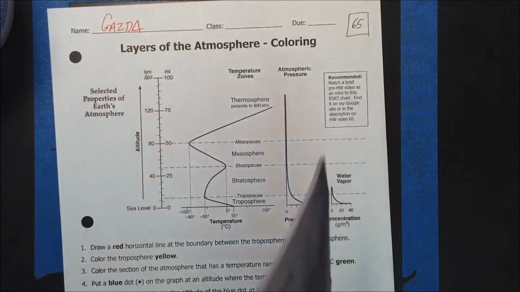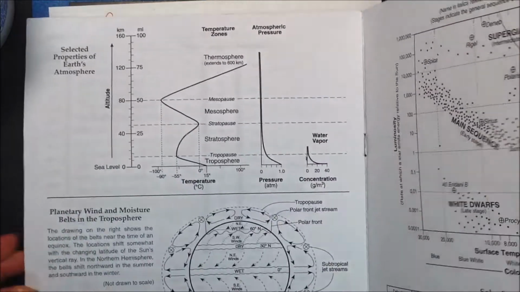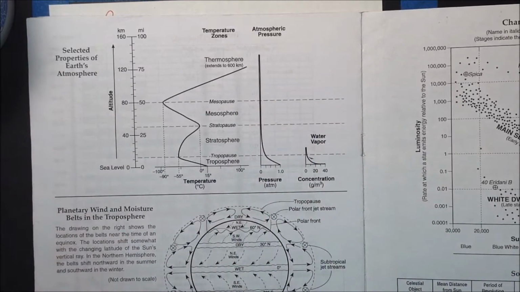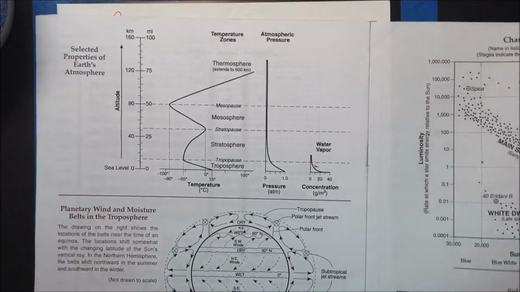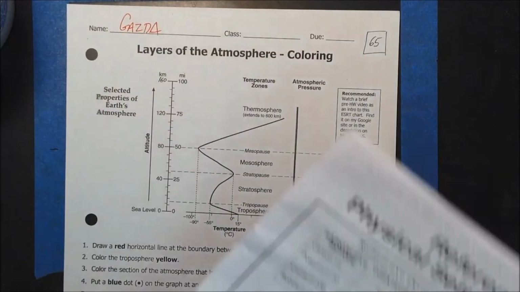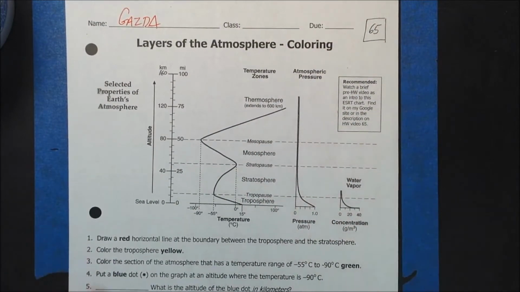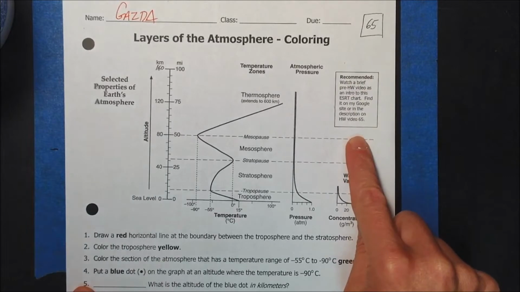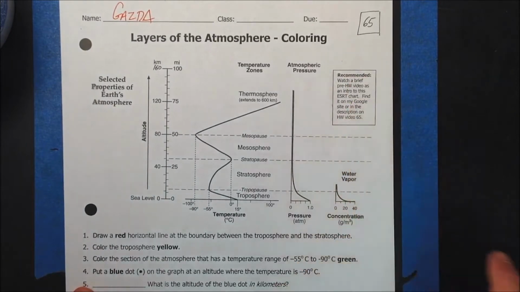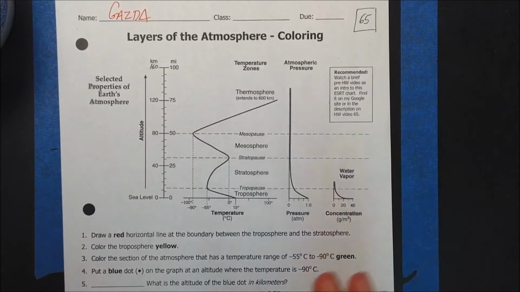This is a chart. It's on your reference table, on top of page 14. It's about Earth's atmosphere. Let's go through this homework. This can be challenging for people, so I'm gonna go through this. I did have a recommended pre-video to watch. I recommend you do that, though not required. It will help you with this.